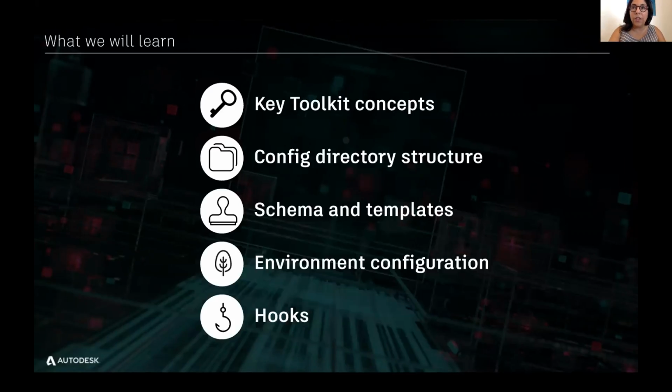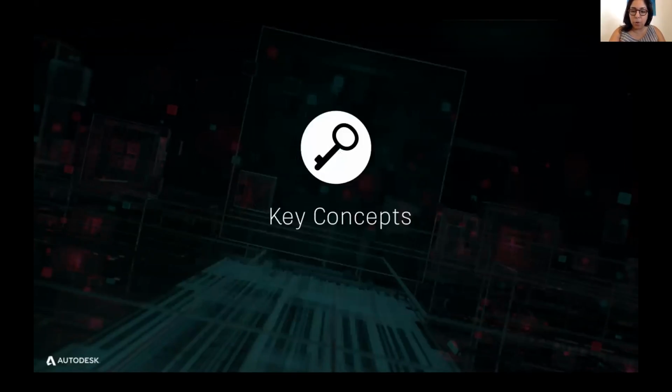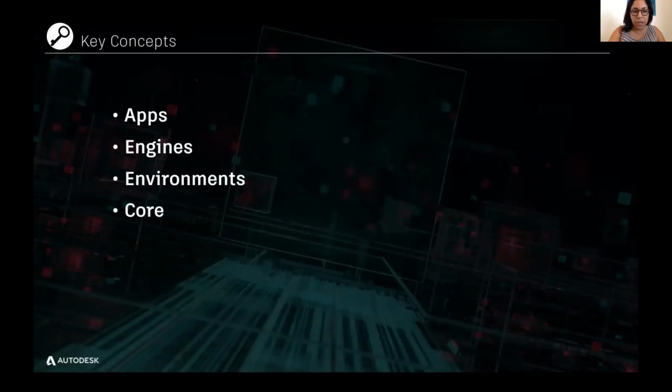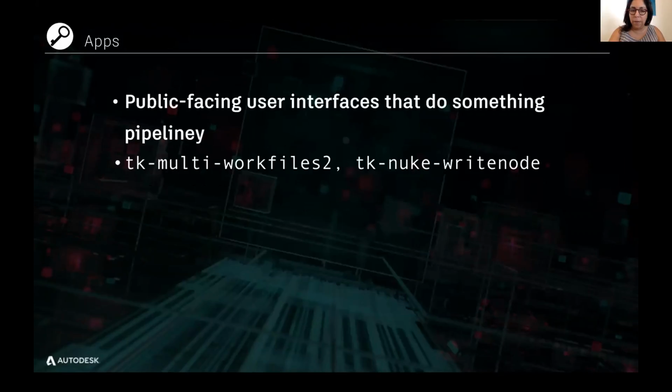So when you do that, you're going to get a pipeline configuration on disk. We're going to talk about what's in there, and we're going to look into it. Before we look at the files and folders, let's talk about a few quick Toolkit concepts and the notation that we use for each of them in our configs so that you know what you're looking at once we dive in. So the first one is an app.